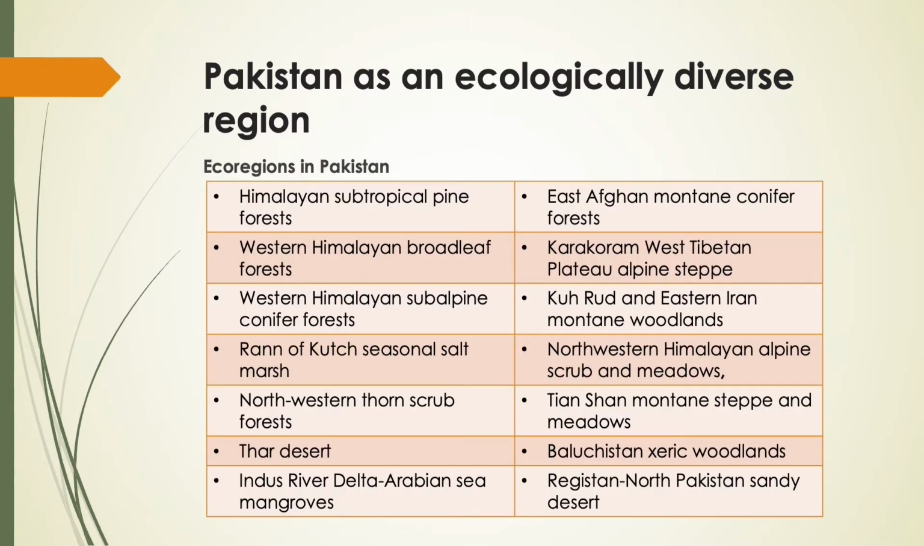Pakistan covers a number of world ecoregions, ranging from mangrove forests stretching from the Arabian Sea to the towering mountains of the Western Himalayas, Hindu Kush and Karakoram. Overall, 14 ecoregions are present in Pakistan.